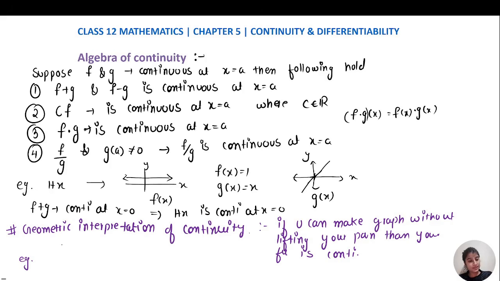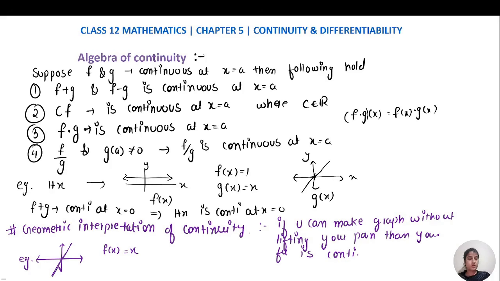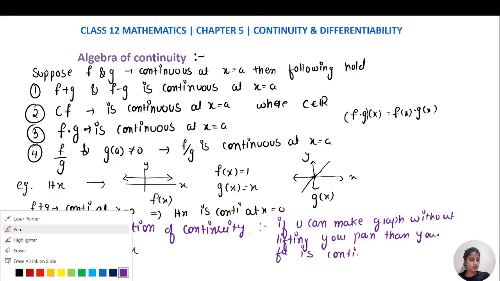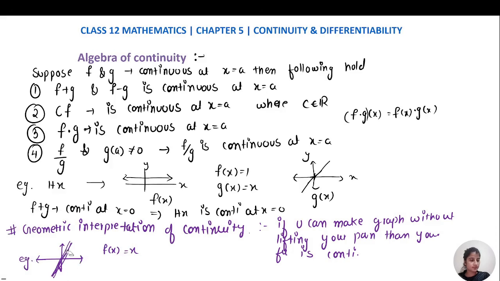take our first example, that is f of x. F of x is x. Its graph is like this. As you can see, you can make your graph without lifting. So in this example, we have made our graph without lifting our pen. See, this is our graph. We didn't lift our... okay, my mistake. I just made multiple lines.